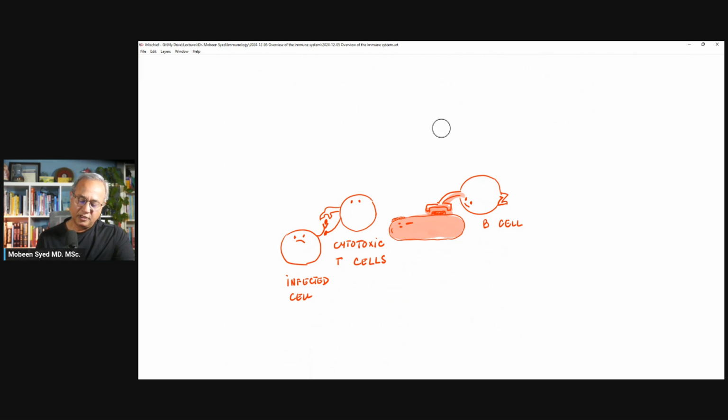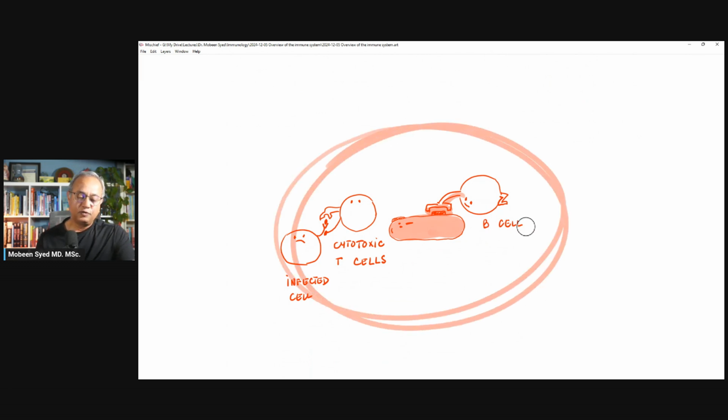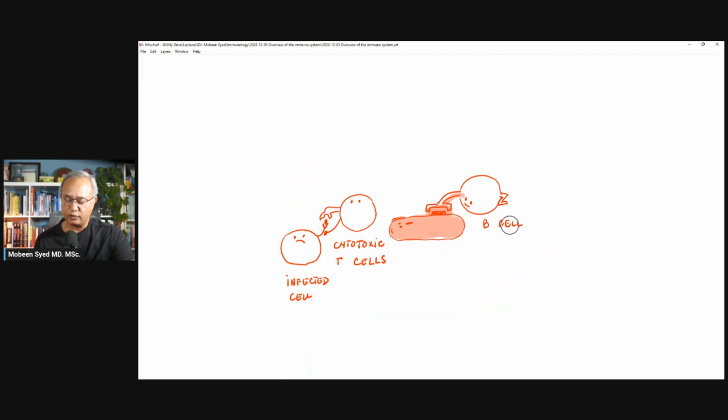So what is the takeaway from here? The takeaway is that there can be B cells that are bound to a pathogen, and there can be free B cells that are not bound to it in a lymph node. And then there can be T cells that are bound to an infected cell, and there can be T cells that are not bound to it.